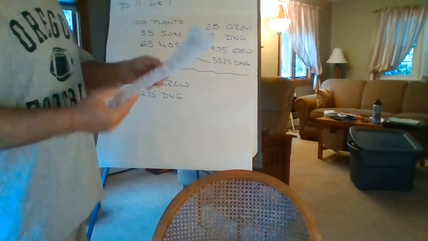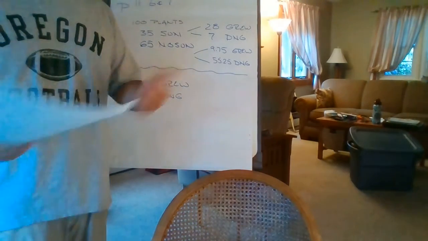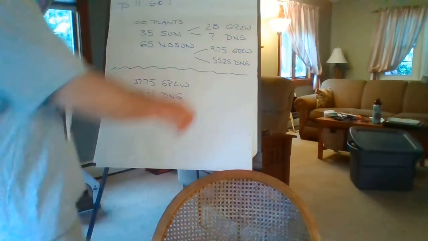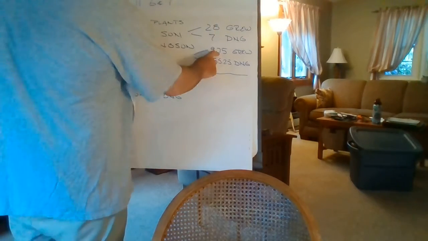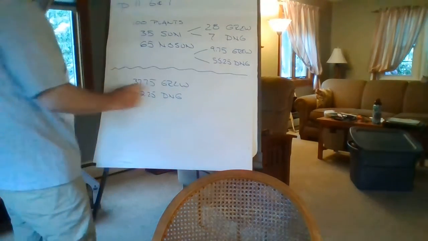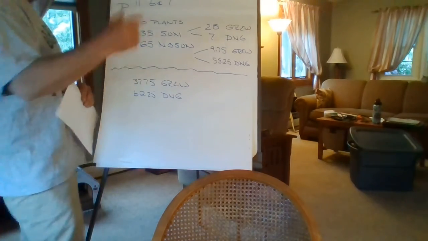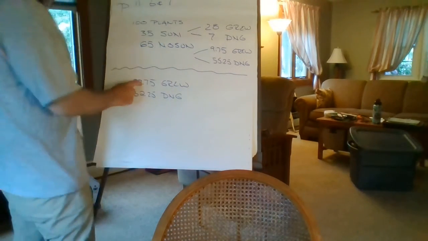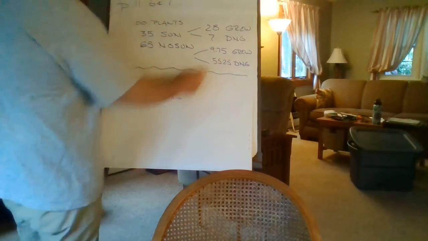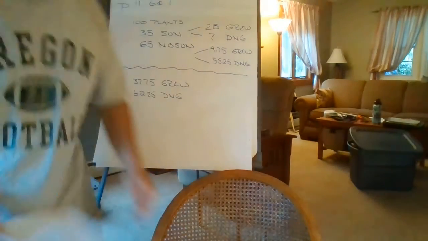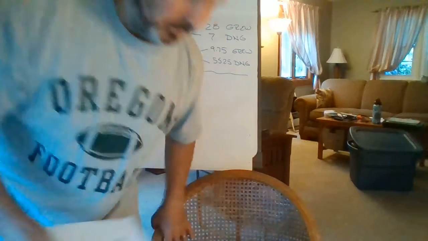So then it says, what is the combined? As soon as you see combined, all you're going to do is add. That a plant grew. 28 here grew, 9.75 grew, 28 plus 9.75 is 37.75. The combined probability that they did not grow, either subtract that from 100 or just add those two together, you get 62.25.